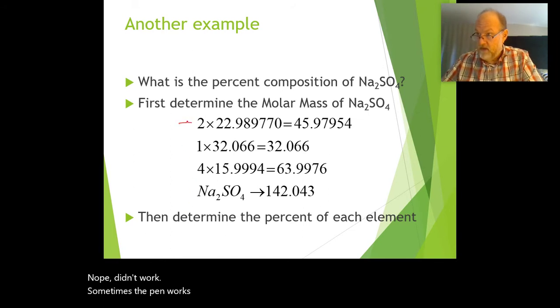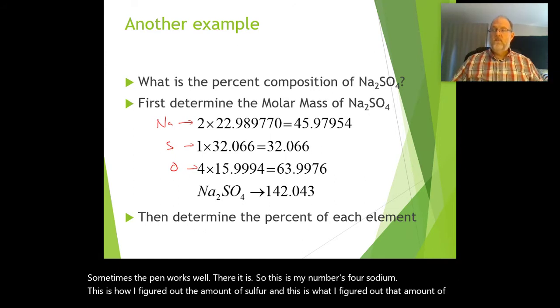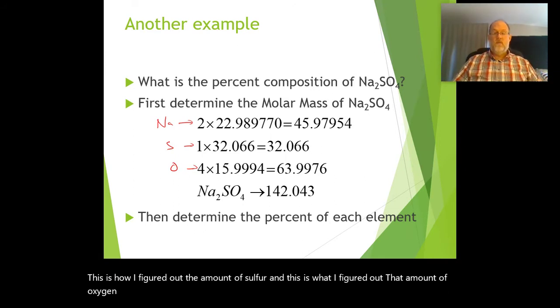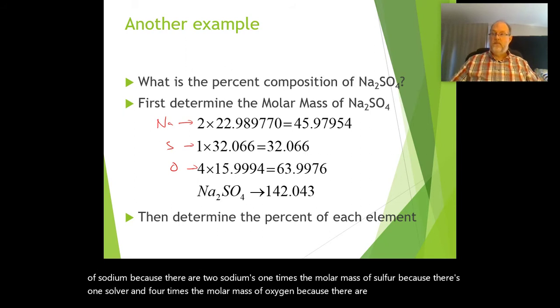So these are my numbers for sodium. This is how I figured out the amount of sulfur. And this is how I figured out the amount of oxygen. When determining the molar mass of the substance, I take 2 times the molar mass of sodium because there are 2 sodiums, 1 times the molar mass of sulfur because there's 1 sulfur, and 4 times the molar mass of oxygen because there are 4 oxygens. And I get a total number.